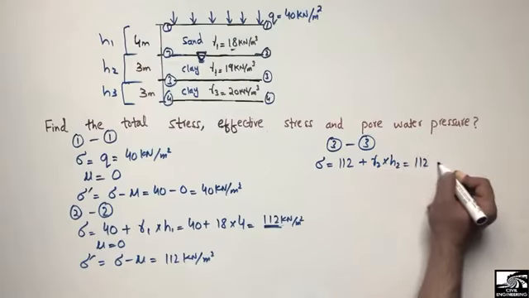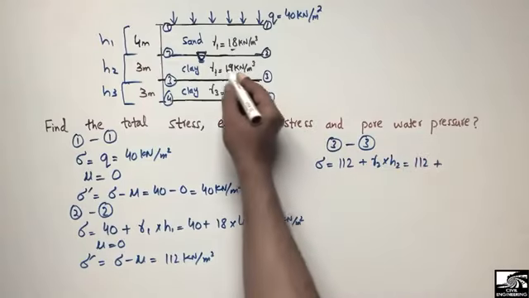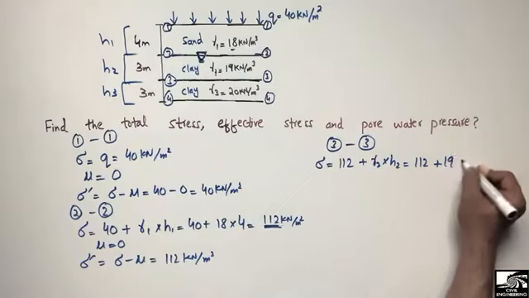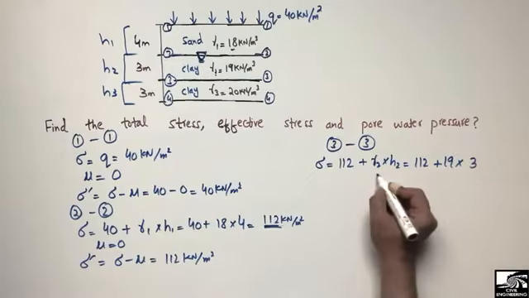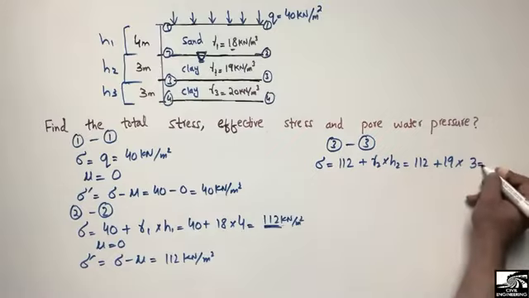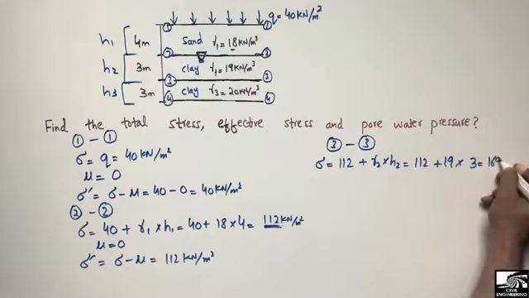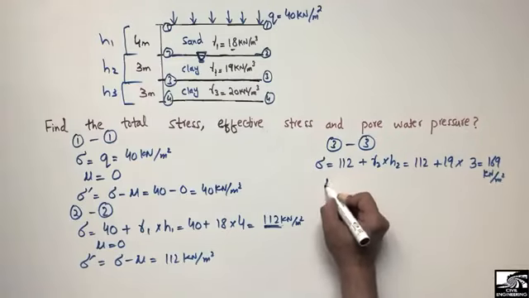So 112 plus gamma 2, which is 19, multiplied with H2, which is 3. So we got the value of 169 kilonewton per square meter. Similarly, the pore water pressure.